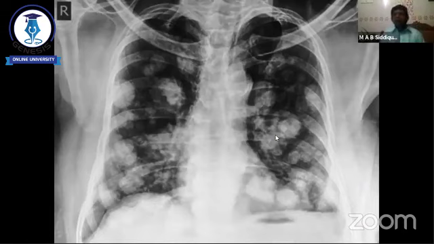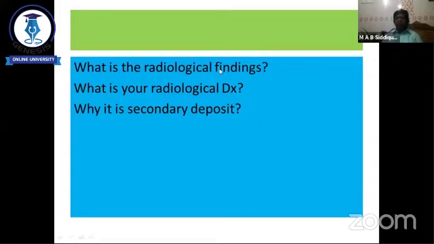So the next X-ray is a chest X-ray, showing multiple cannonball or round shadows in both lung fields. What are the radiological findings? Multiple round or cannonball shadows in both lung fields.